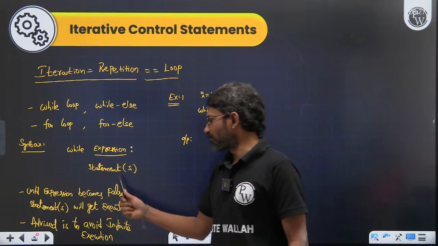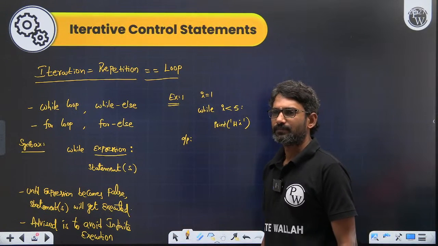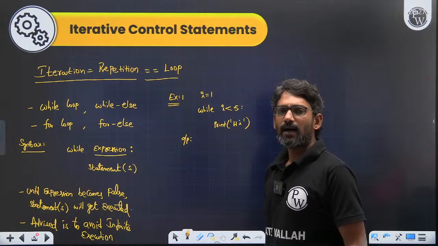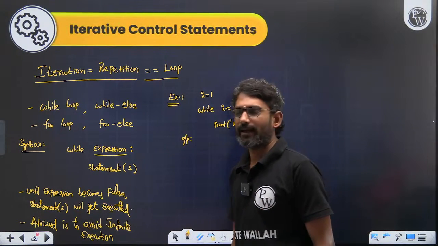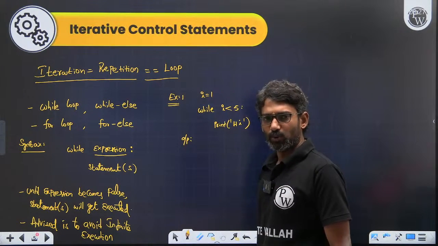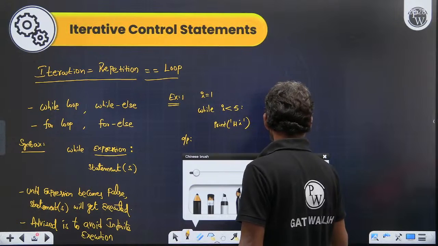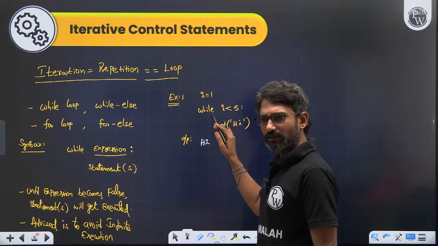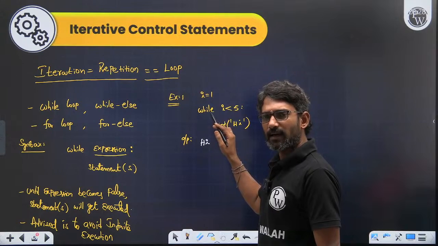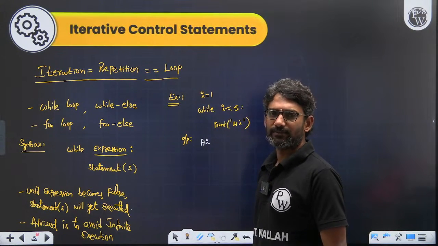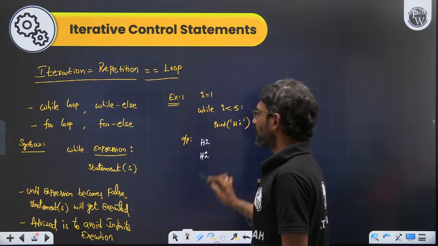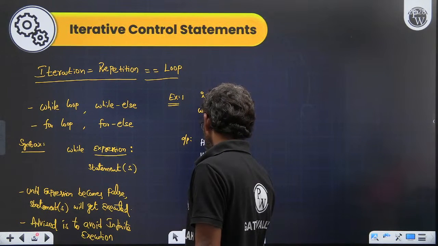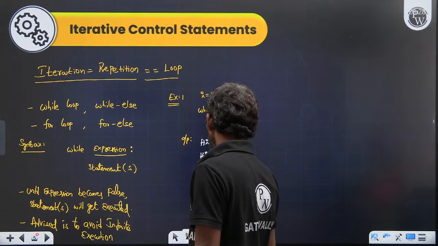Until the expression becomes false, the statement will get executed. The output would be what? High printed infinite times. Why? i is 1, 1 less than 5 true, high is printed. And i value is always 1. 1 is always less than 5. So it is printed like that. How many times? High gets printed infinite times. So this is what we should avoid.